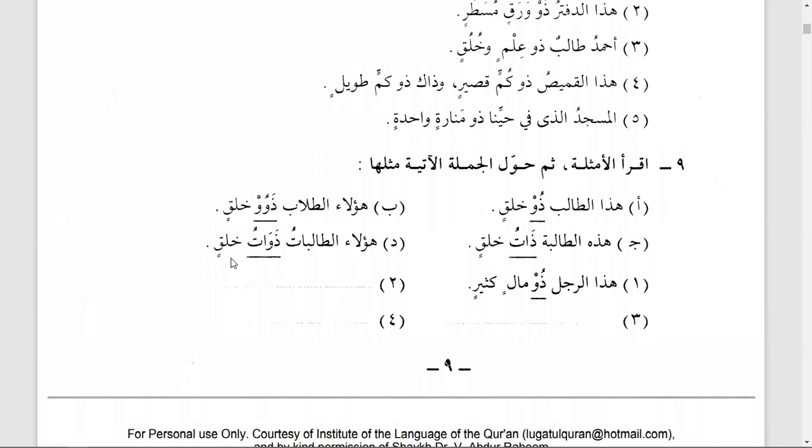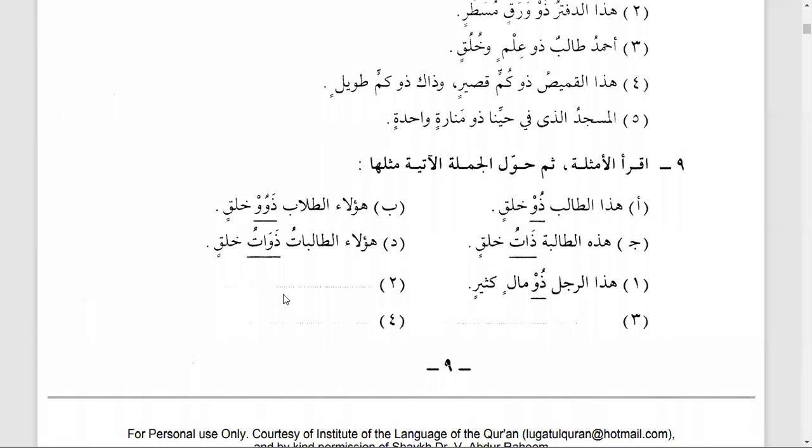That's right. هؤلاء الرجال. Al and tanween never come together, Abdurrahman. هؤلاء الرجال ذو مال كثير. Yes. It will be هؤلاء الرجال ذو مال كثير. And these men have lots of wealth.